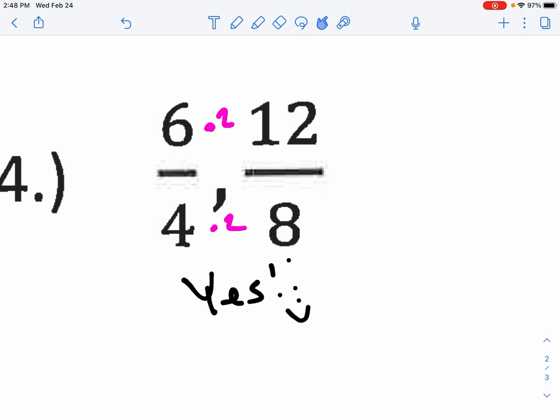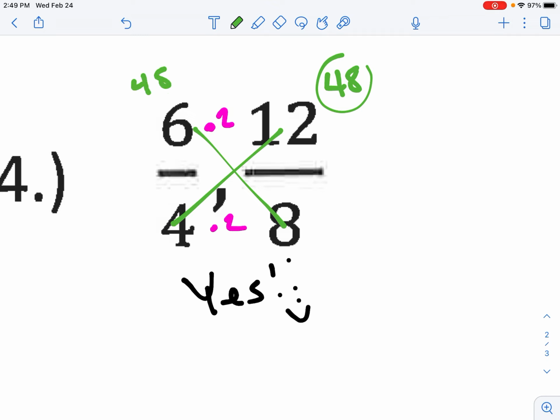So if you want to do cross products on this one, let me find a different color ink. So cross products would look like 4 times 12 is 48, and 8 times 6 is 48. So that could have been your work. You simply could have shown me the product of both of those is 48, and then your answer would be yes.